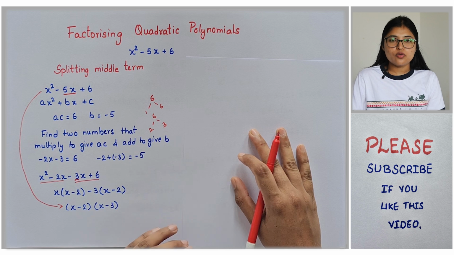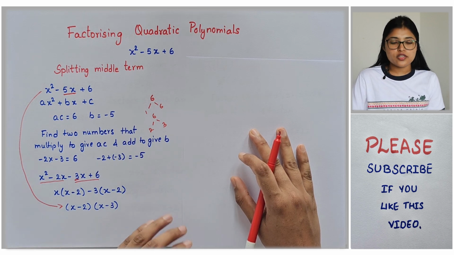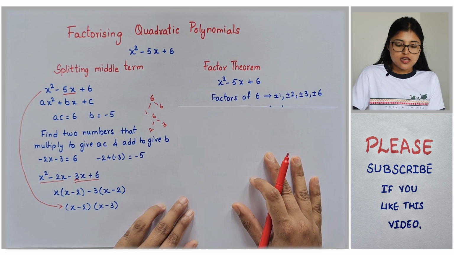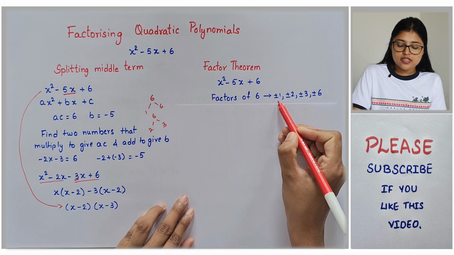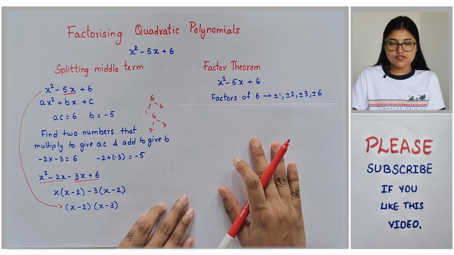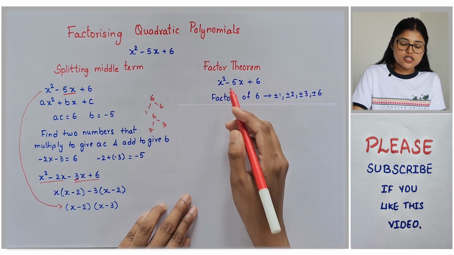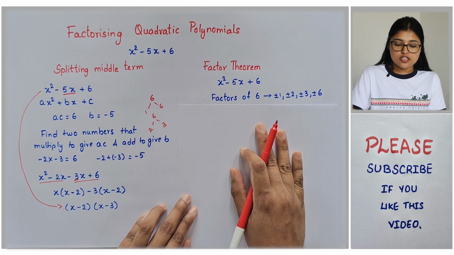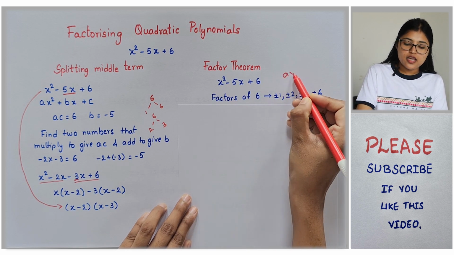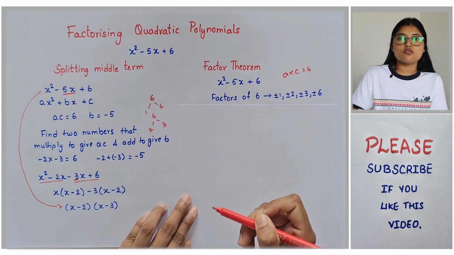Now, let us take a look at solving the same question using factor theorem. Now, x square minus 5x plus 6. Factors of 6 are plus minus 1, plus or minus 2, plus or minus 3 and plus or minus 6, as we have seen. You can check if these will be the factors of the given expression or not.